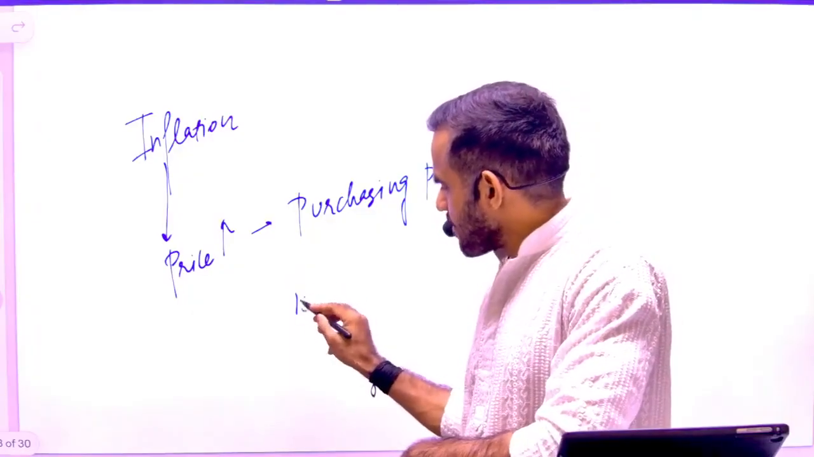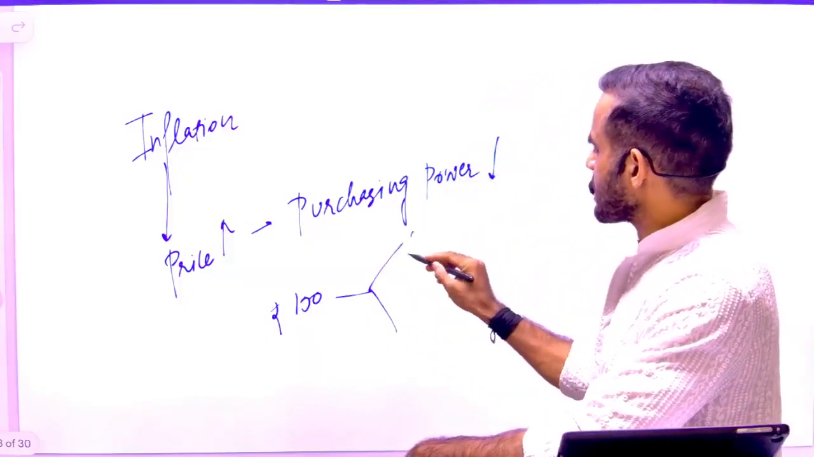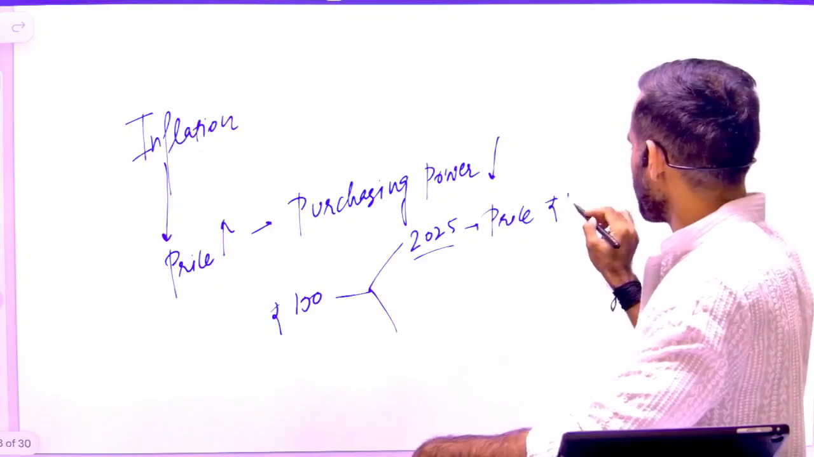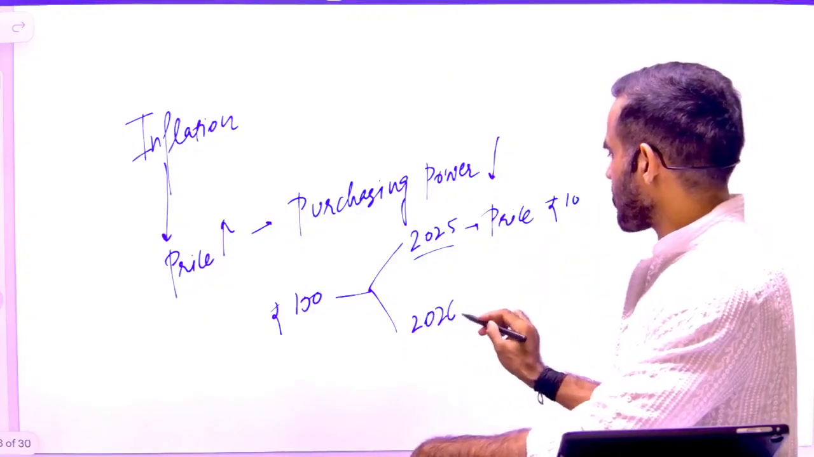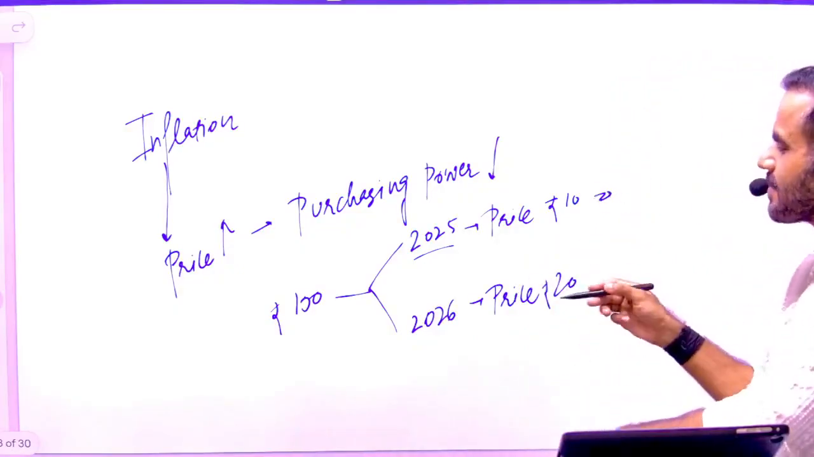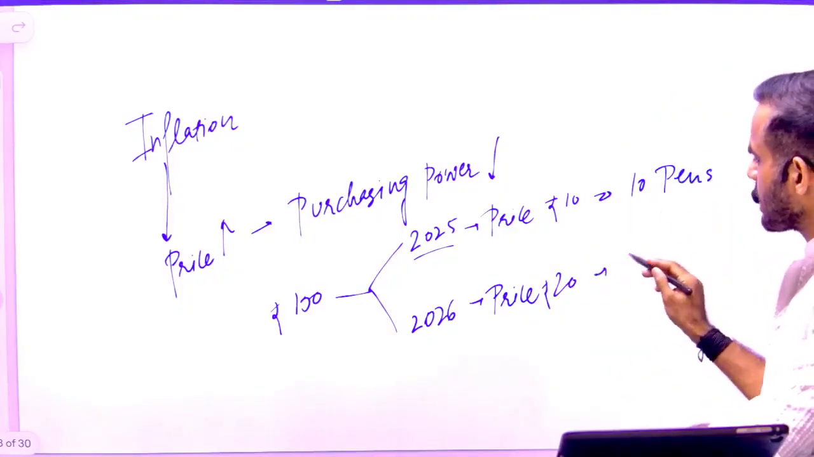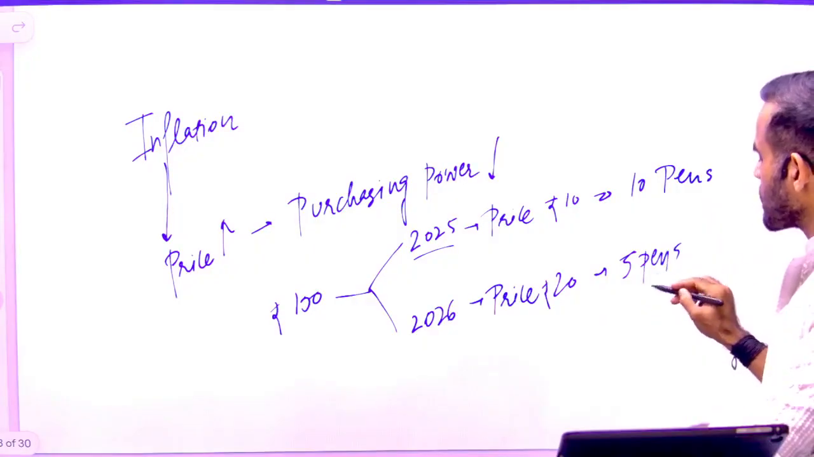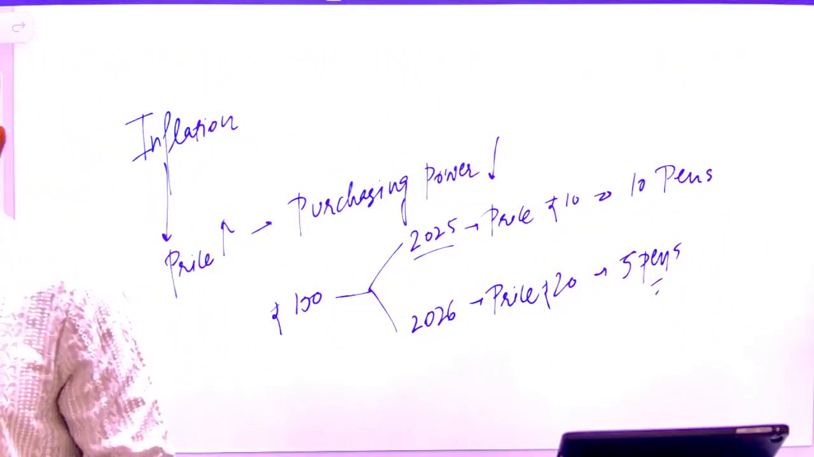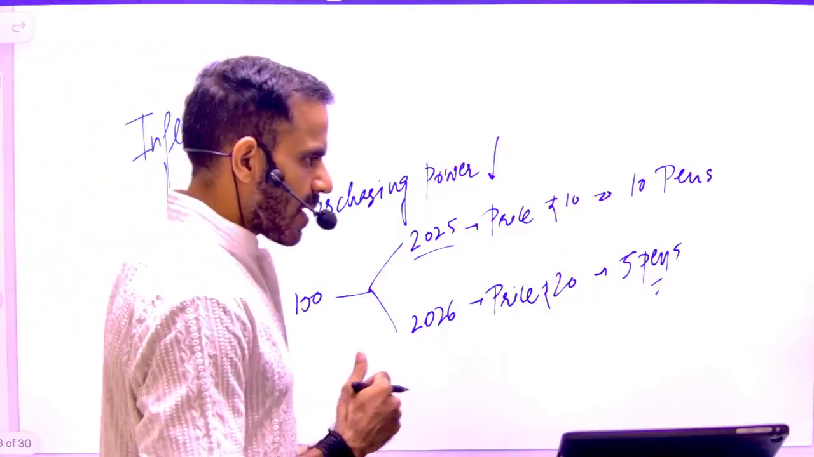Let's consider the same example. Previously I had 100 rupee. Now let's say last year, that is in 2025, the price was 10 rupee. And in 2026 the price is, let's say, 20 rupee. So in this case how many pens can I buy? I can buy 10 pens. And in the second case, how many pens can I buy? I can buy only 5 pens. So that's why it is often said that inflation is going to erode your savings. Erode basically means it will reduce the ability of that money to buy items.